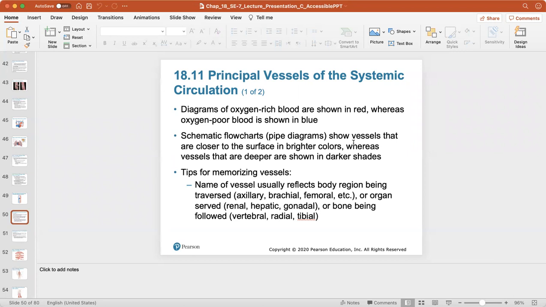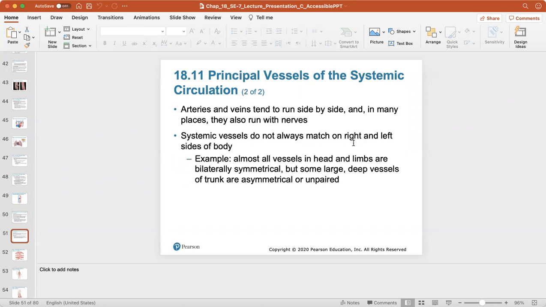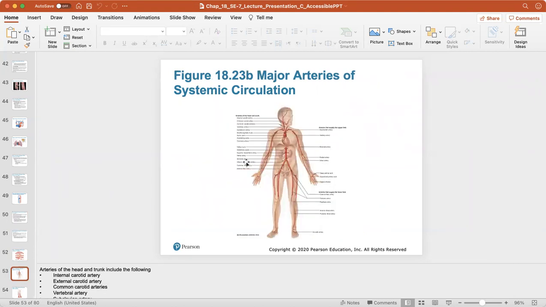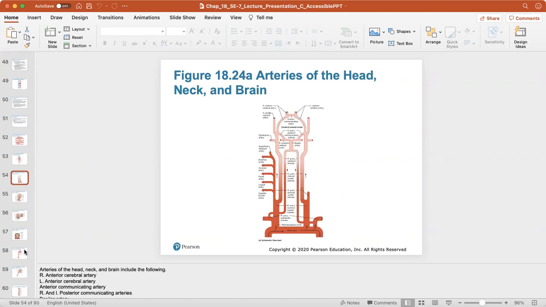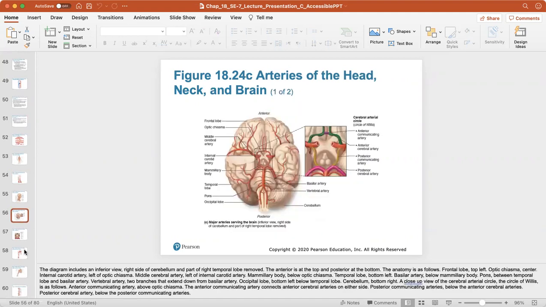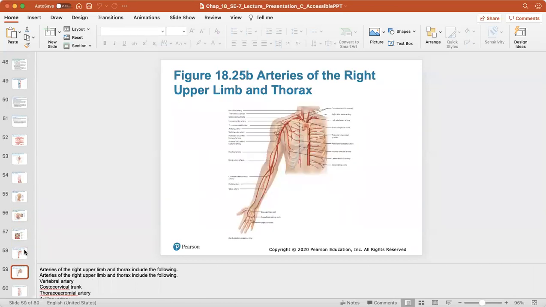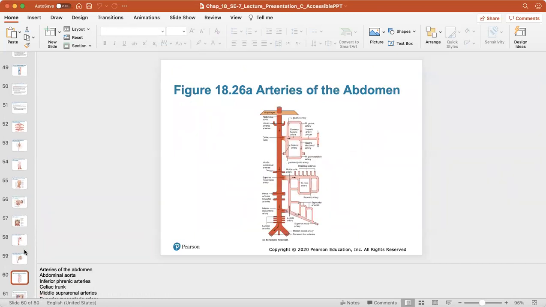And tips for memorizing vessels will be the name of the vessel usually reflects the body region being traversed or traveling through, or the organ served, or the bone being followed. I won't ask you guys too many names of specific arteries and veins, and they're all shown here, and they give you a couple more pictures because I'm hoping you guys covered a lot of this in anatomy. So we're going to kind of skip over all the names, maybe knowing a general understanding of if I tell you where's the cerebral artery and what part of the body that would be referring to.